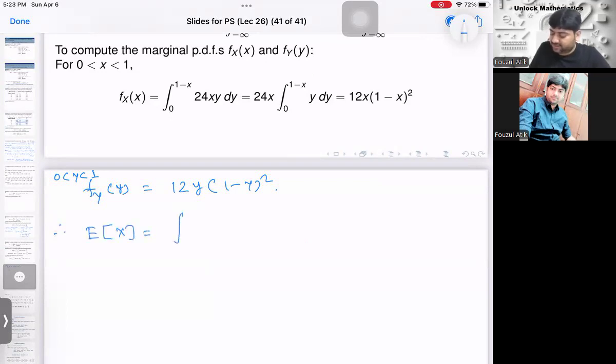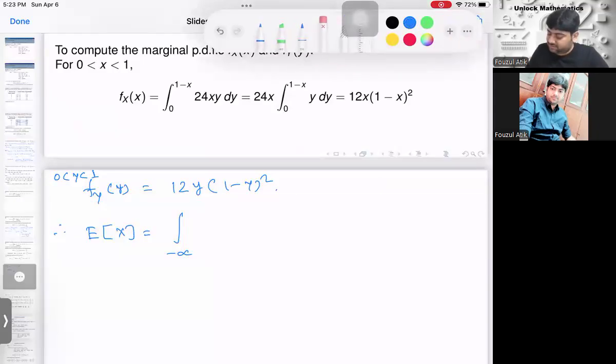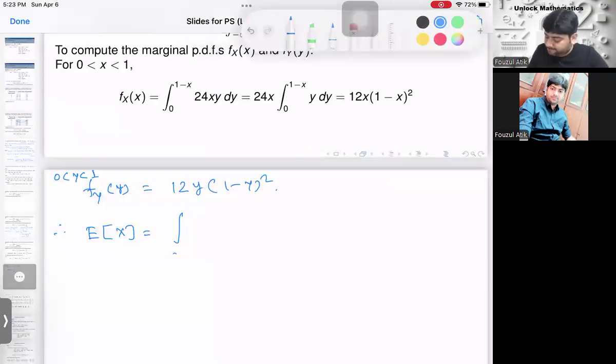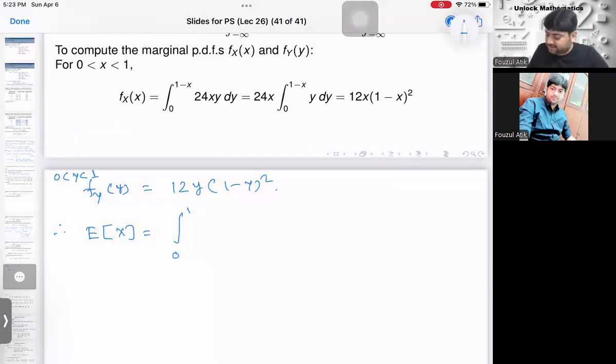So we can easily calculate the expectation of x then. Expectation of x is an integral with x between minus infinity and infinity, but it is valid only for 0 to 1. So instead of writing minus infinity to infinity, we will do it from 0 to 1, and then x into fX(x) dx, which is 12x into (1 minus x) square.